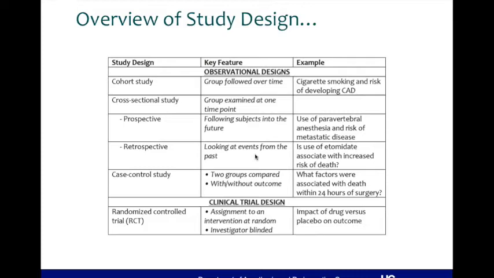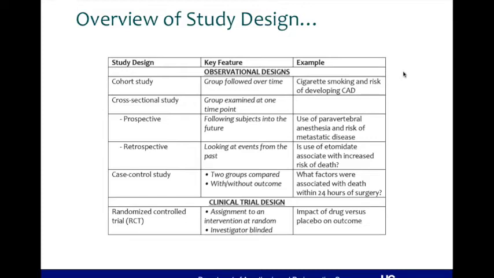Okay. So in an analytic study, we'll talk more specifically about the three basic types of analytic studies. But to look at these designs in further detail, if we talked about various observational studies here at the top, and one is the cohort study, the key feature here is that there's a group of patients that are followed over time. Examples of research questions asked during cohort studies would be cigarette smoking and the risk of developing coronary artery disease.